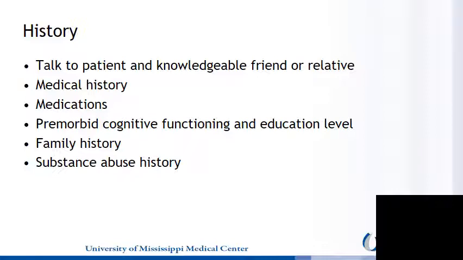Ask about premorbid cognitive functioning and educational level. This will give you some idea about changes that have occurred from the time of a patient's younger years and also more recently. Family history is also important. Is there a family history of dementia? Is there a family history of any genetic illnesses that may lead to cognitive impairment?